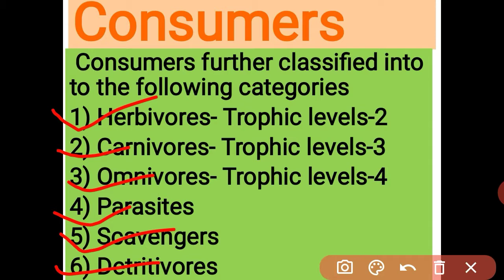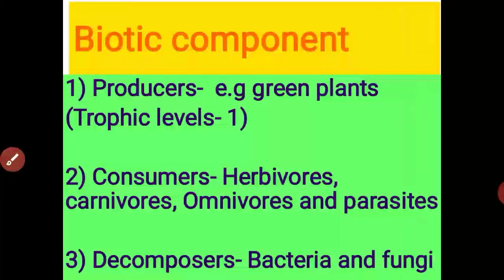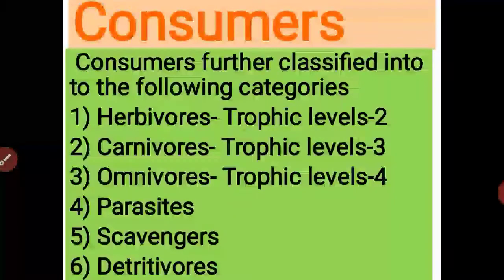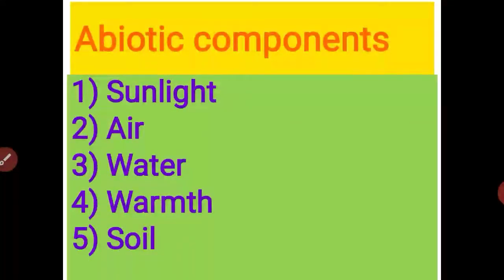These are the consumers. Got it, student? In the biotic component, there are three main components: producer, consumers and decomposer. All these biotic components interact with each other in our ecosystem, as well as with the abiotic component. Let us see what the abiotic components present in our ecosystem are.